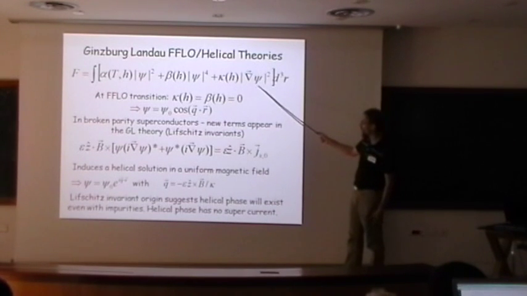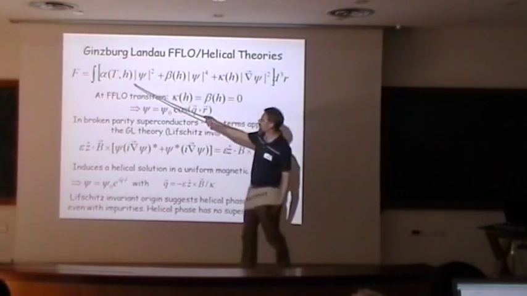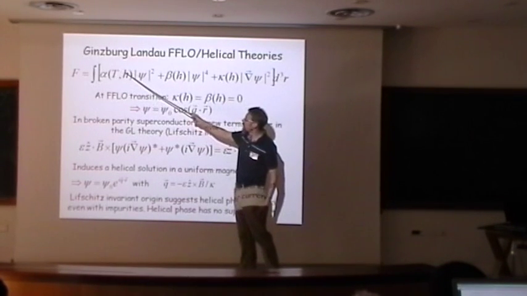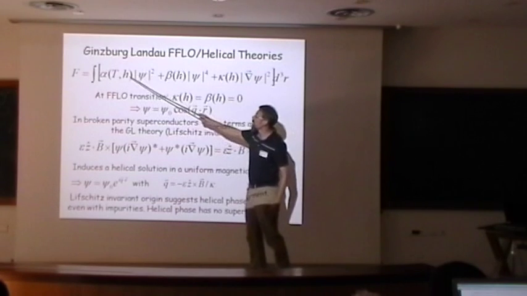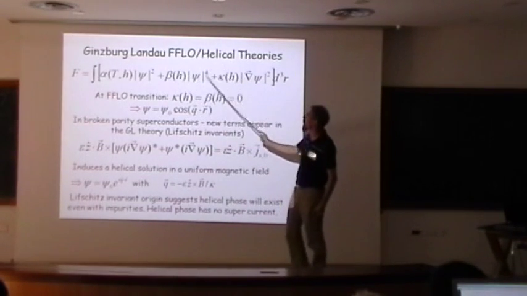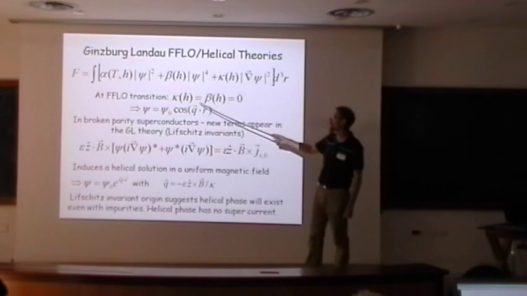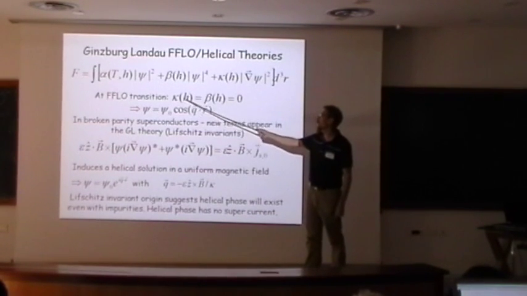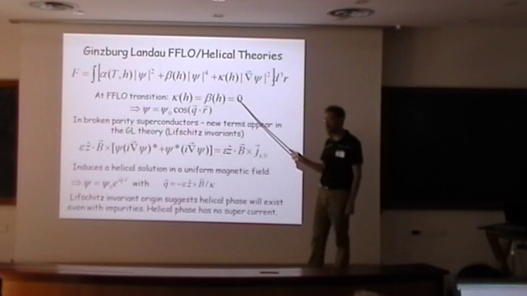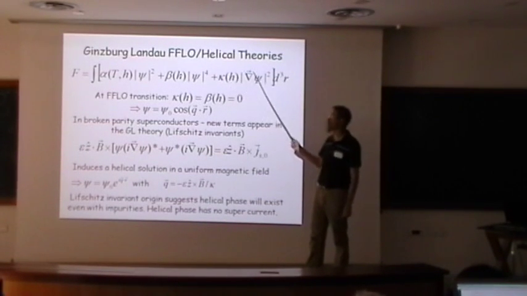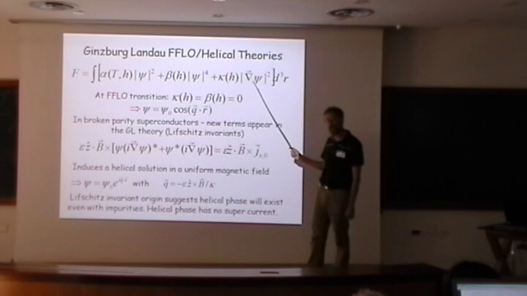What you find is, if I let these parameters be functions of temperature and the Zeeman field, and you calculate these two parameters at the point at which this FFLO phase shows up, you find that exactly at that point, K of capital H and beta of H becomes 0. So for lower fields, capital H is positive, and that means the system doesn't want to have spatial fluctuations, but at higher fields, this changes sign, and suddenly you want to introduce spatial fluctuations here.